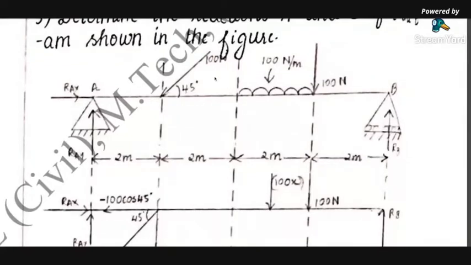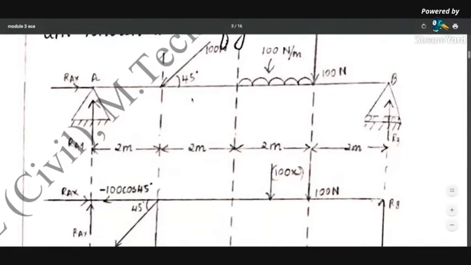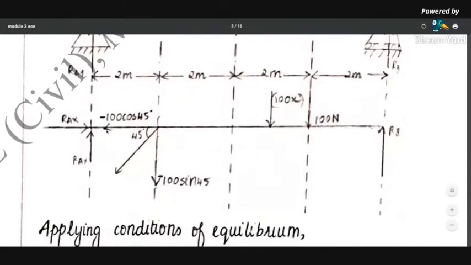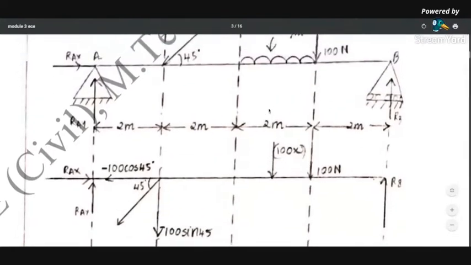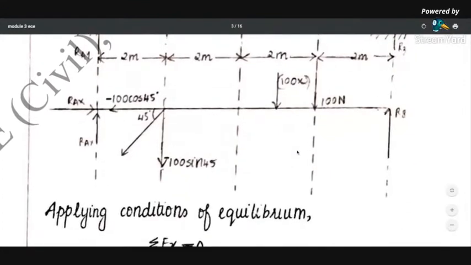You don't have any complicated loads. It's just a UDL, which is spread from this particular point to this particular point. You have a point load here, and this point load is inclined. Just resolve the inclined point load. It's very clearly given here. The minus sign indicates that this force moves horizontally to the left and vertically downwards. This is the converted point load, and this is the point load which was there in the question, RAX, RAY, and RB. The point load diagram is already done.